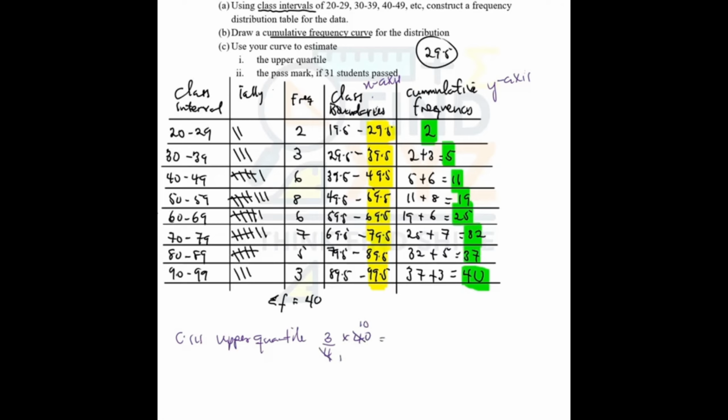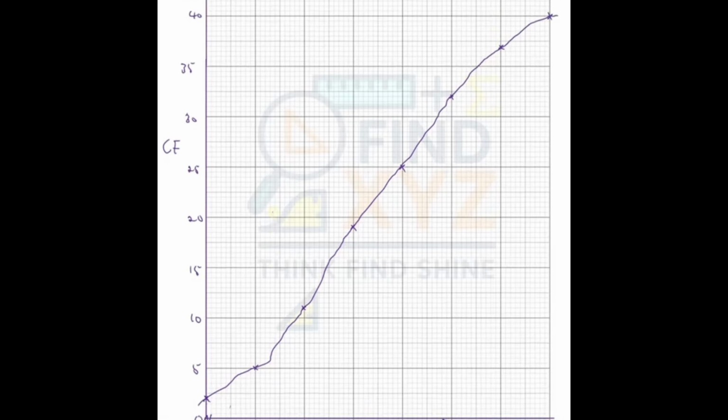So we have 3 times 10, that will give us the 30th position. So we are going to look at the 30th position and trace it to get its corresponding x value. 30 will be exactly on this line, and we are going to trace it till it touches the curve. Then once it touches the curve, we trace it downwards, right? So this is the upper quartile. They have to be lines to show that you are using the graph to estimate the value. Then you realize that it falls within the range.